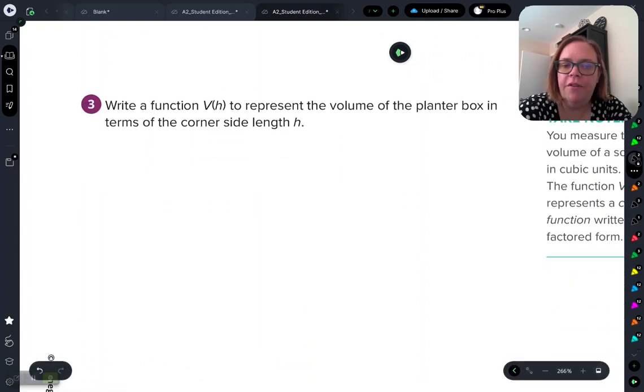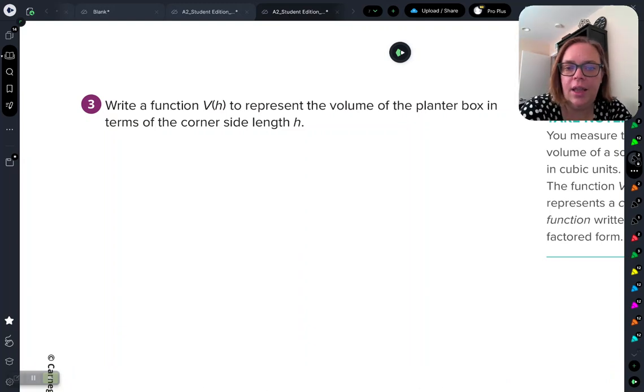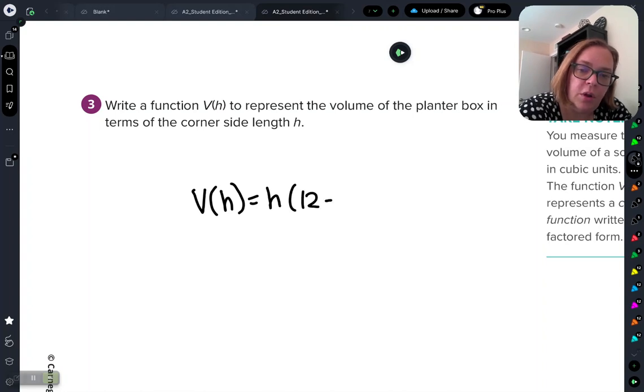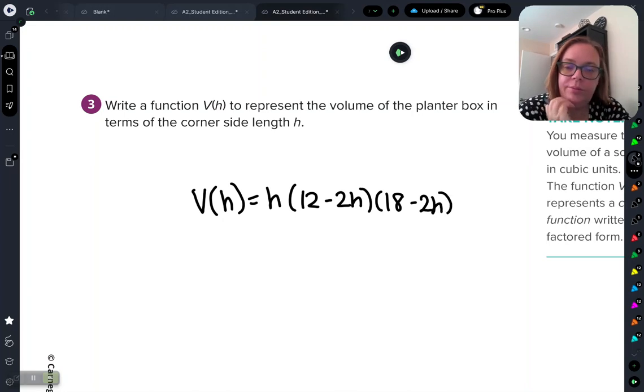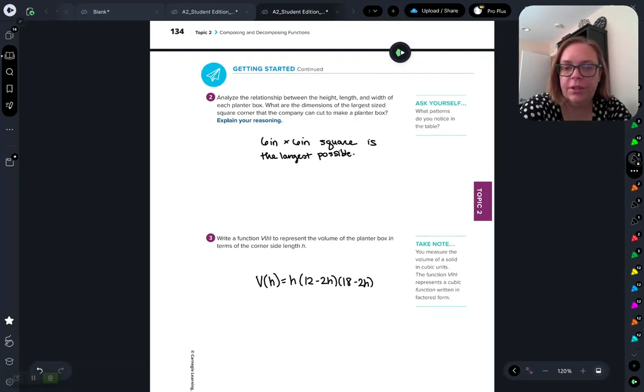Okay, write a function V of h to represent the volume of the box in terms of the corner side length h. We already did that. We're just writing it as a function now. It's h times 12 minus 2h times 18 minus 2h. We're just giving it an output of V of h now. Okay, so that was our getting started.